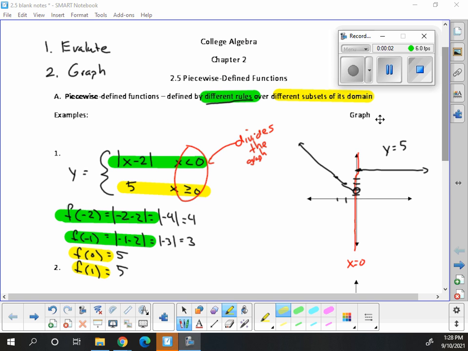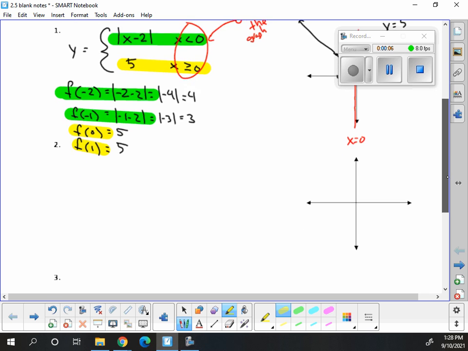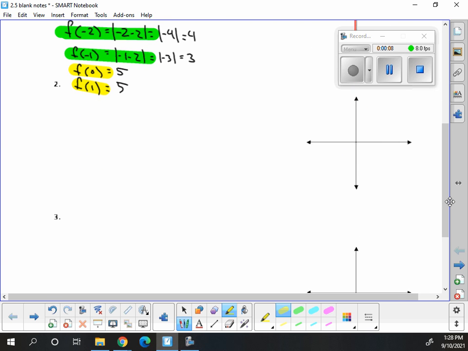All right, we're going to do another example here where we're going to look at three pieces. See if you guys can do all right with it. So we're going to have f of x instead of y this time. I'll have 3 portions. Okay. So we'll start out with negative x.